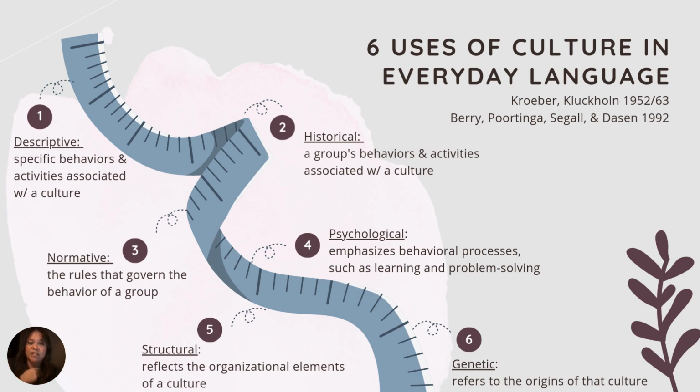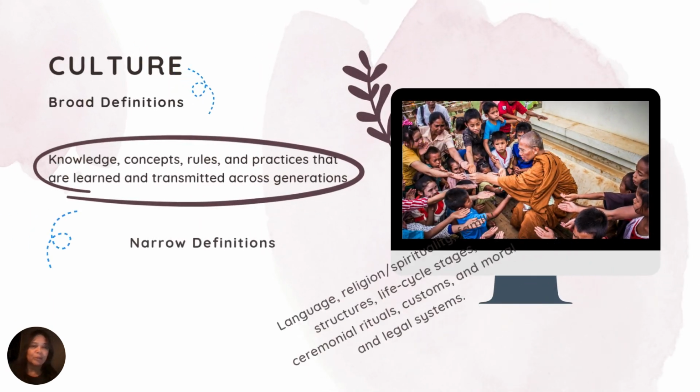That's the acculturation process. Then we have structural culture, which reflects the organizational elements of culture, things like when you have an extended family or you live in a multi-generational household. And then, of course, we have genetics. Genetic refers to the origins of your culture from a psychobiological approach.